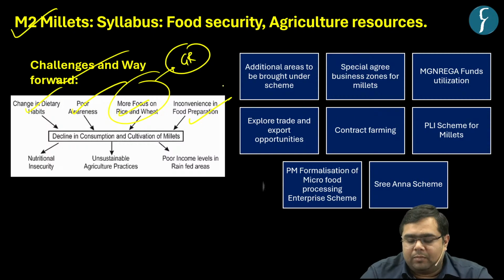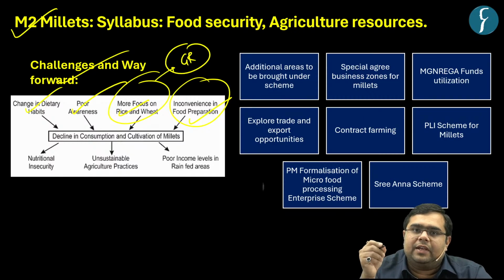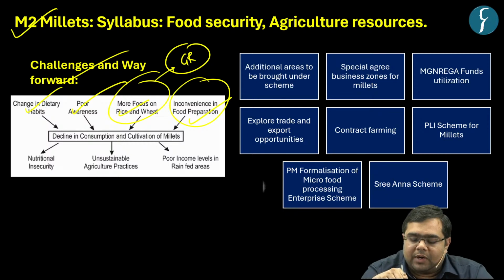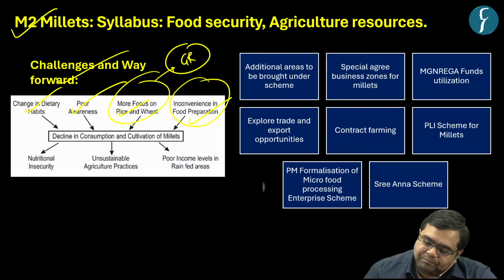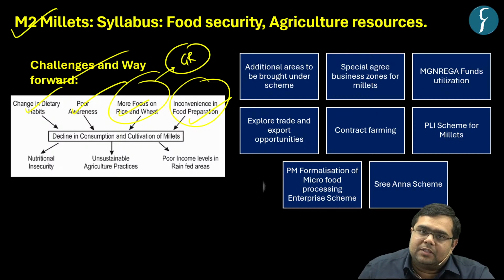Then inconvenience in food preparation. The basic concept here is that preparation is easier for rice and wheat products because of a chemical compound present there called gluten. What gluten does is make food preparation easier because it increases the stretchability of the dough. Dough is your base preparation. For example, if you have gone to eat a pizza with your friends, you must have seen that the dough of the pizza can be stretched to a very thin crust. What provides that stretchability to the dough is the presence of gluten.